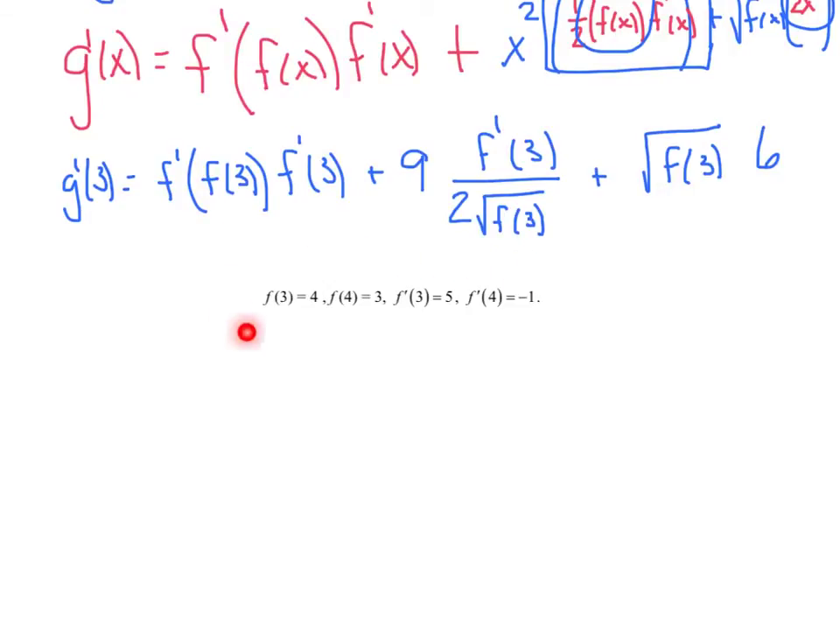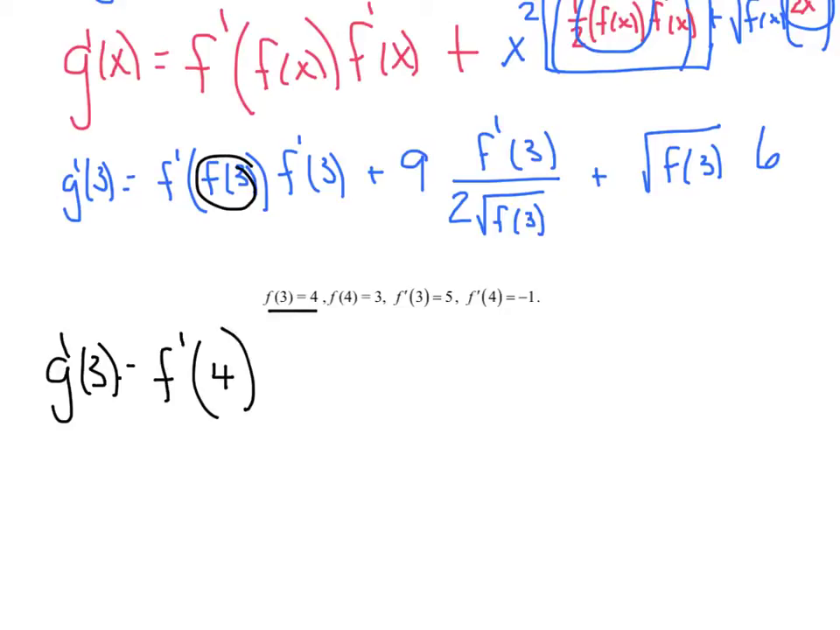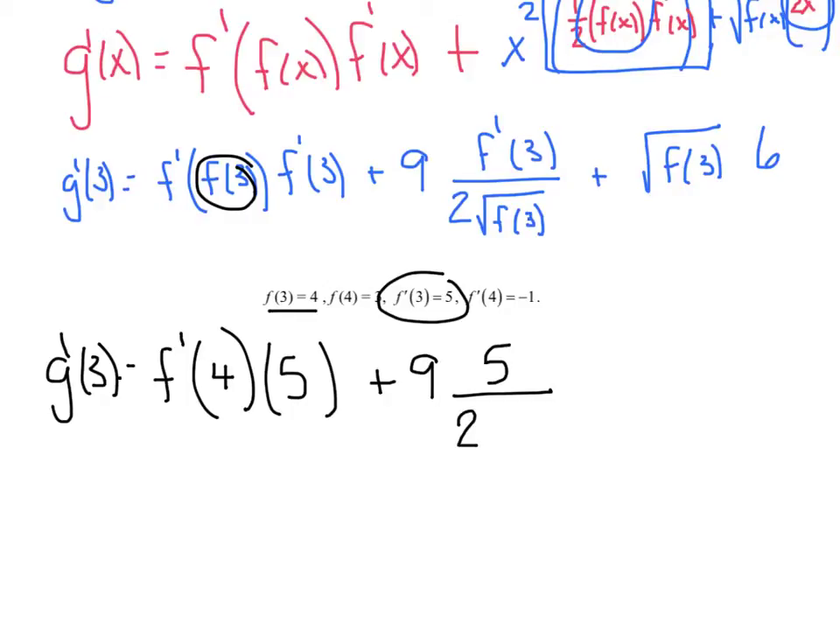I just had to recopy these down so I could see them and evaluate my function now. So I've got g prime of 3 equals, let's see, f prime of f of 3, and f of 3 is 4, so I've got f prime of 4, times f prime of 3, which is 5, plus 9 times f prime of 3, so that's 5 over 2, and I have the square root of f of 3, and I'm going to do that in my head. F of 3 is 4, its square root is 2, plus the square root of f of 3, so that's going to get me a 2 times 6.